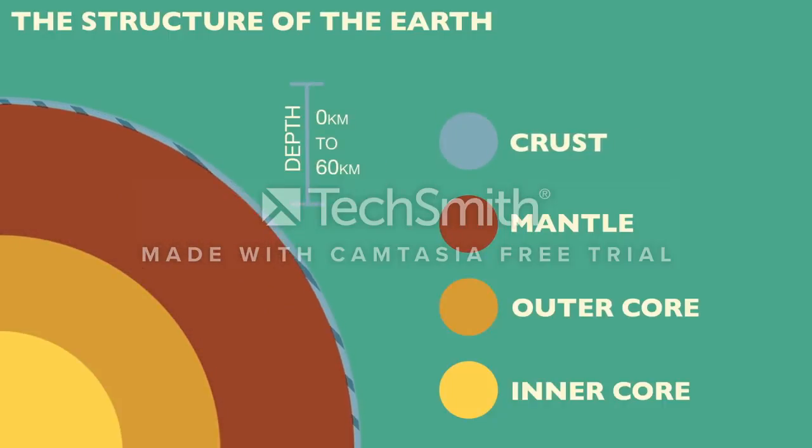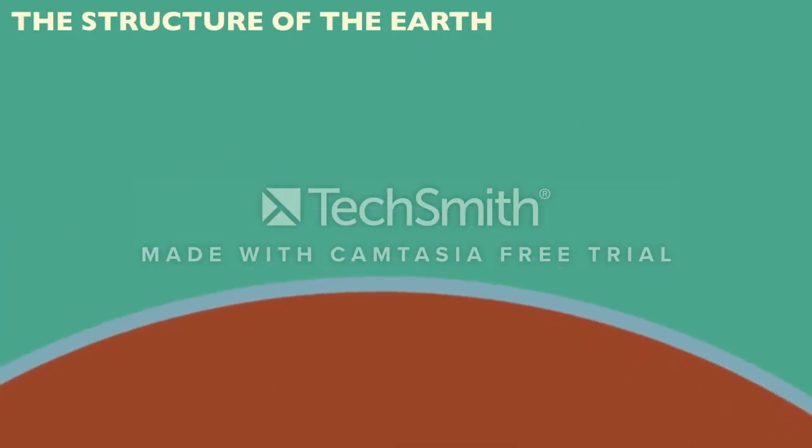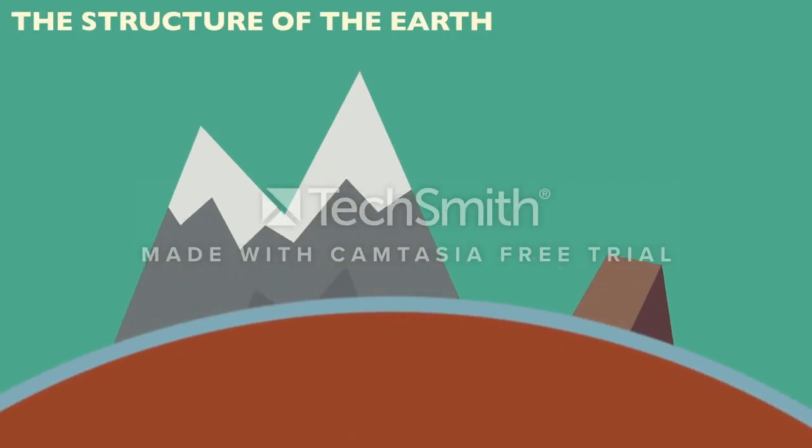Finally, the crust is composed of solid rock. The crust is the outer layer of the Earth's surface. It is the thinnest of all the layers. It is in the crust that our mountains and other features of the landscape are formed.